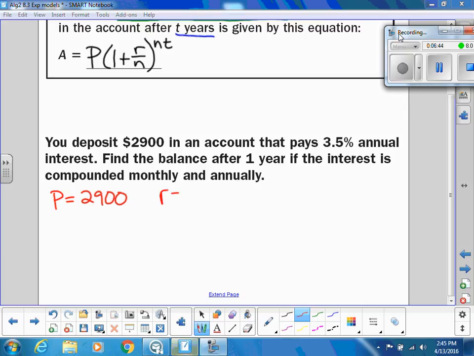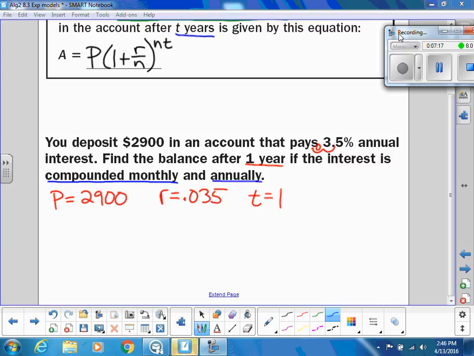So my R is going to be, remember, we're moving this 2 times. So be careful here. This is going to be 0.035. They want us to find the balance after 1 year. So 1 year, that means T is equal to 1. And it says it's compounded monthly. So the only thing you might have trouble with is the compounding, because it won't look like a number, it'll be a word. So monthly means 12 times a year.